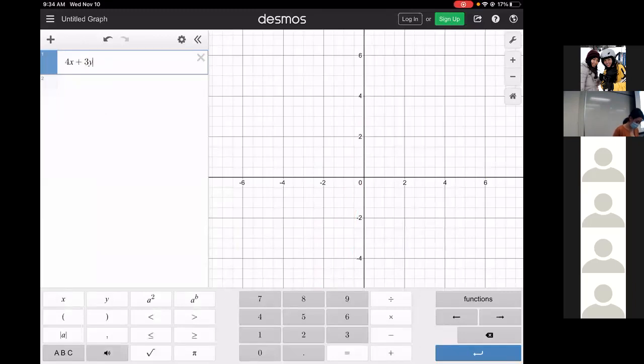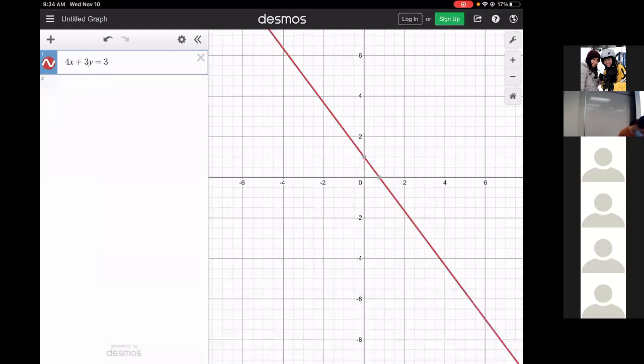4x plus 3y equals 30. Good. It looks like our equation, right? So yay, we got it right. Now, we choose (3, -3). So where is (3, -3)? Right here.